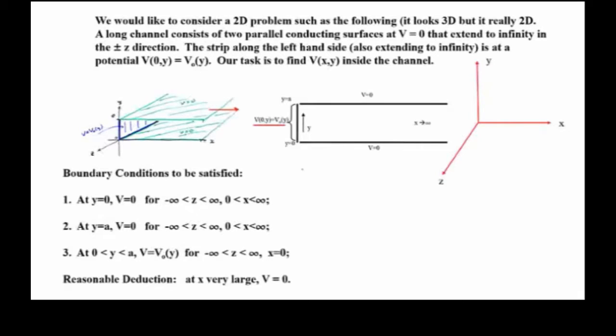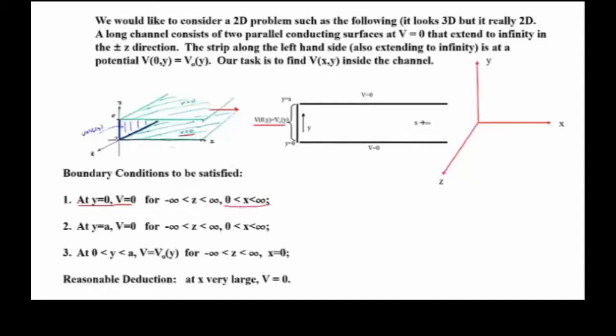What are the boundary conditions? I've given them, but let's state them again. At y equals 0, V equals 0. So here's y equals 0, and so we're at this plate here, and so we have V equals 0. And that is true for all z, going from minus infinity to plus infinity, and it's true for x between 0 and x less than infinity.